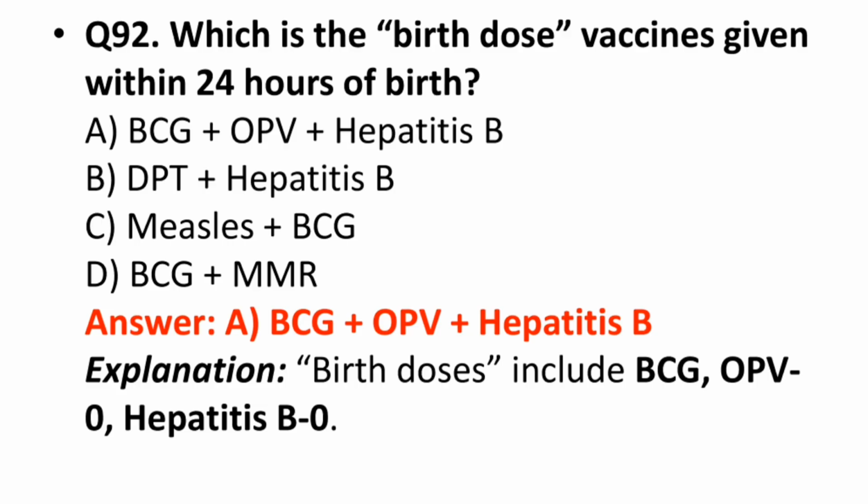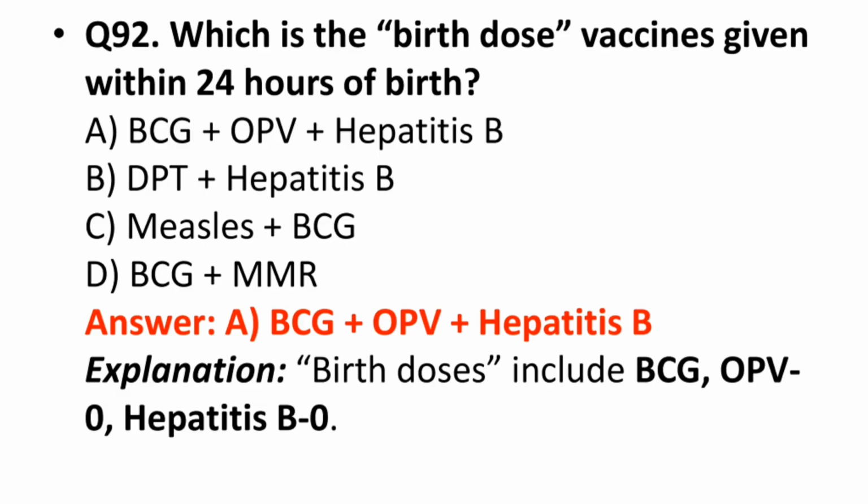Which is the birth dose vaccine given within 24 hours of birth? Option A, BCG plus OPV plus hepatitis B. Option B, DPT plus hepatitis B. Option C, measles plus BCG. Option D, BCG plus MMR. The correct answer is option A, BCG plus OPV plus hepatitis B.